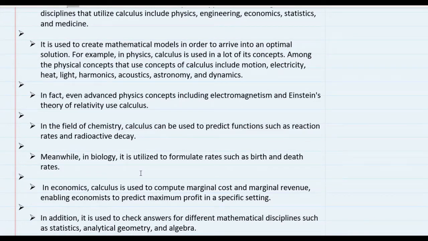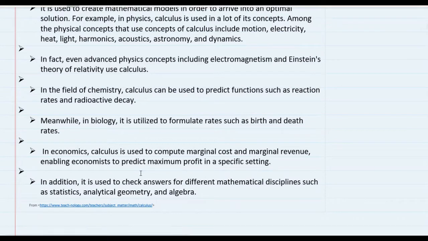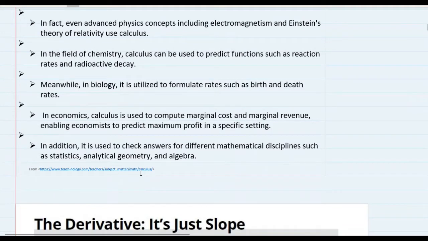All these topics of physics, which use calculus, we are going to study in class 11th and 12th. In advanced physics, concepts including electromagnetism and Einstein's theory of relativity also use calculus. In the field of chemistry, calculus can be used to predict functions such as reaction rate and radioactive decay. In biology, it is used to formulate rates such as birth and death rates, or the rate of growth of a particular virus in an environment, like the virus we are dealing with right now. The rate of growth, or decay or decline, of that virus can also be estimated using calculus.